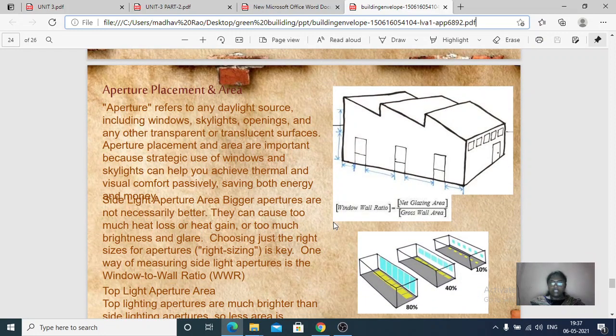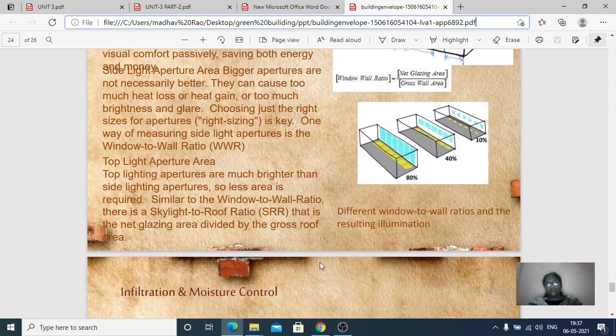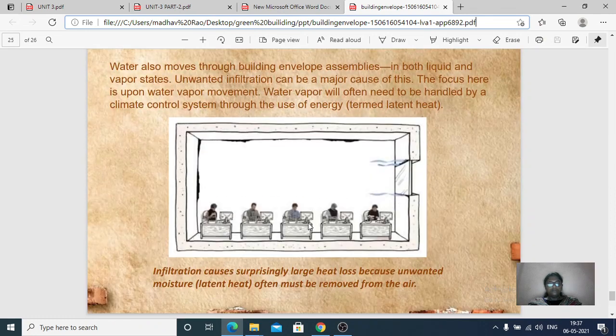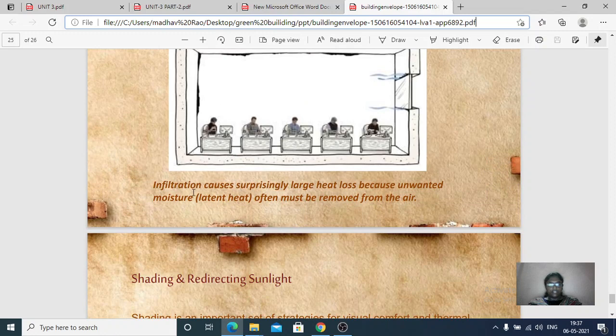Here what we are taking, window to wall ratio will be equal to net glazing area by gross wall area. This we will be using in our conventional buildings also for proper ventilation. The difference in window to wall ratio and the resulting illumination. So here you can see the picture.